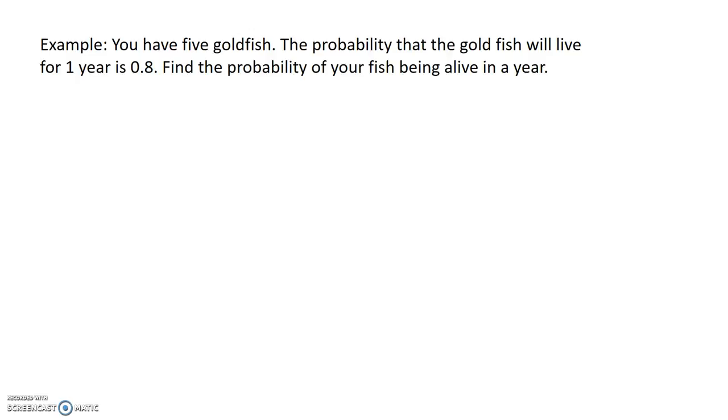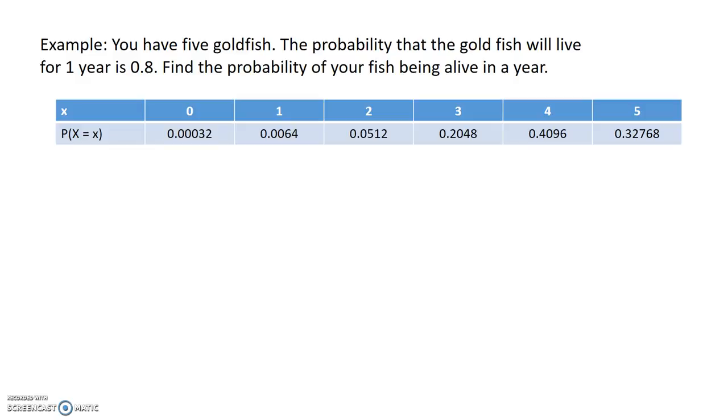One more example. You've got 5 goldfish. Probability that a goldfish will live for a year is 0.8. What's the probability of a fish being alive in a year? Well, we've got 5 goldfish. Probability that no goldfish are alive is 0.0032. The probability that 5 are alive is 0.32768. Okay, how I found all these numbers was on my calculator using the binomial PDF function.